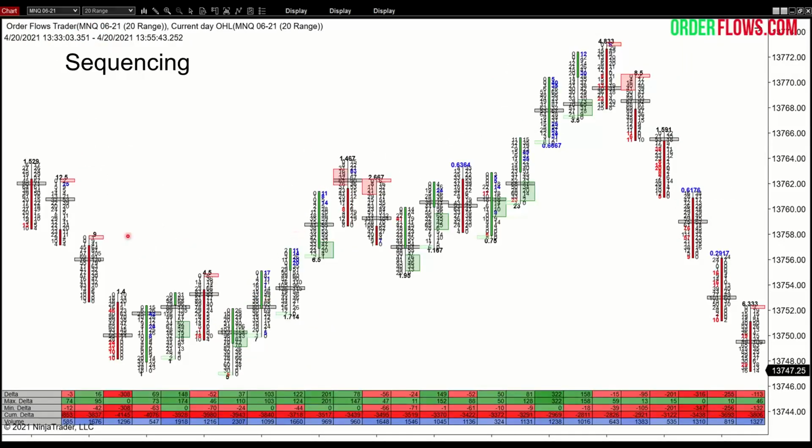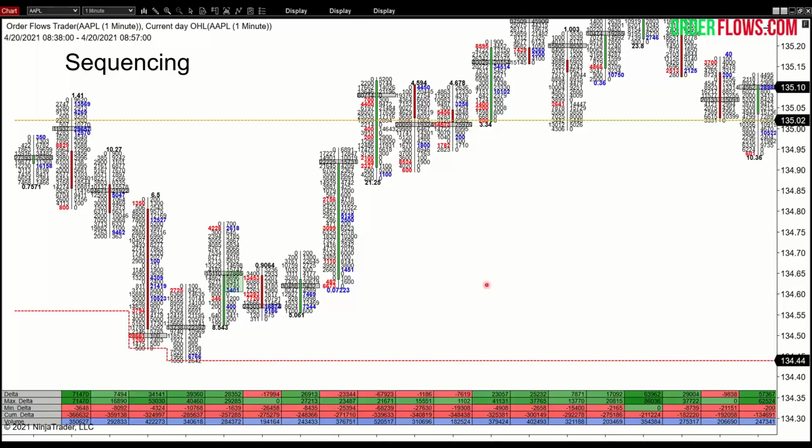Again, 20 range chart. I don't put the arrows here, but you can see sequencing, bullish, bullish sequencing, bullish sequencing, bearish sequencing, followed by bullish, bullish, bullish, bullish, bullish. Hits the swing high, no sequencing on the swing high, but the bar right after it, bearish sequencing as we drop from the mid 60s all the way down to the mid 40s.